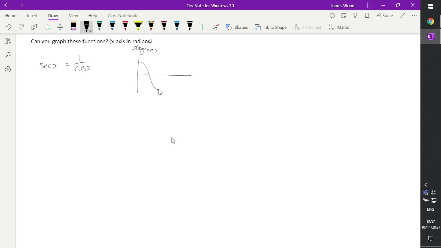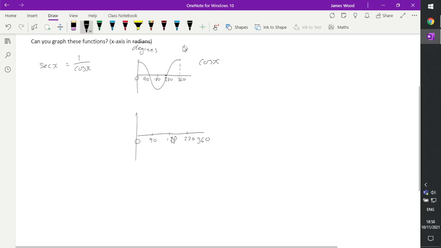So the graph of cos x usually looks like this, with 0, 90, 180, 270, and then this point here at the end is 360. Okay, so this is cos x. Now if I'm going to do 1 over that, I'm going to use the same scale between 0 and 360. We can just consider the value of the graph at some key points and plot them. So at 0 degrees, cos is equal to 1. 1 over 1 is still 1, so it's still going to go through that point there.